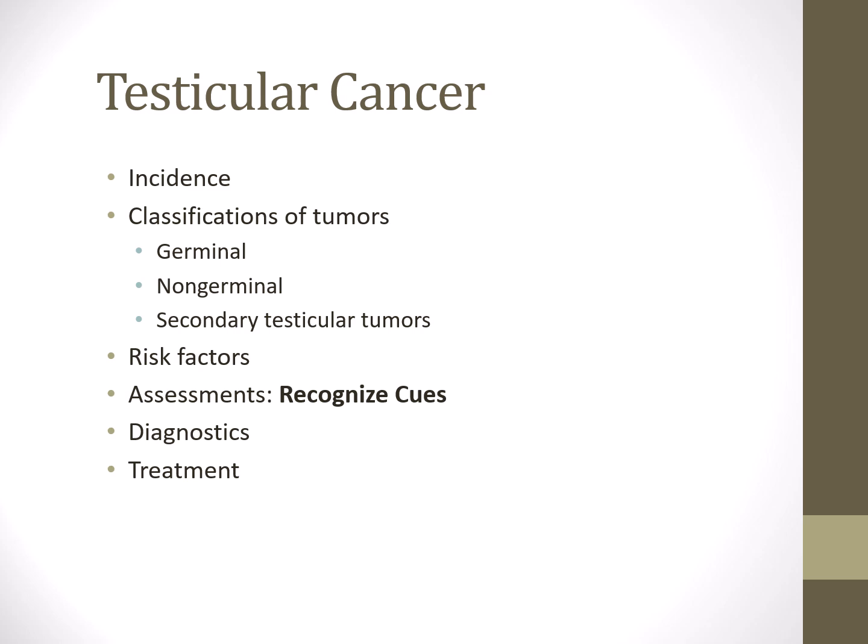Diagnostic tests include monthly self-exams, tumor markers, beta-HCG tests, alpha-fetoprotein tumor markers, ultrasound, CT, and MRI. Treatment depends on the type of cell and extent of the disease. Orchiectomy, which is removal of one or both of the testes, chemo, radiation, or a combination of all of these therapies. Surgery is the main treatment of testicular cancer.